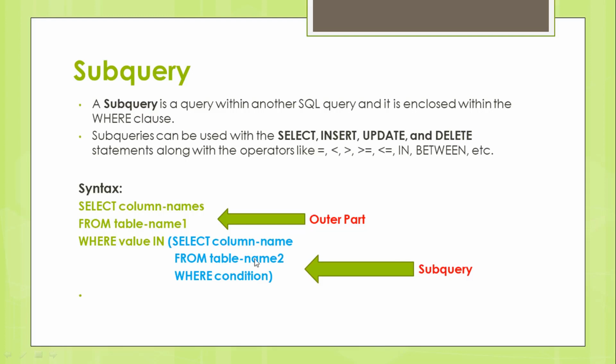When I execute this whole query, this part of my query is going to be executed first. The value of this part of my query is going to be compared with the outer part of my query. A subquery can be used with select, insert, update and delete statements along with operators like equal to, less than, greater than, equal to. Here in this example I have used the in operator, but I can use all these operators as well.